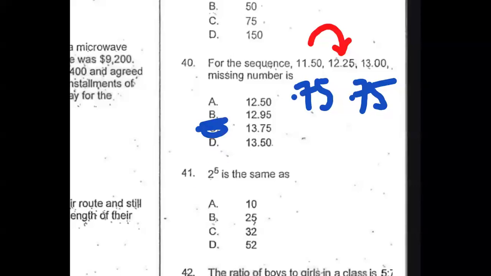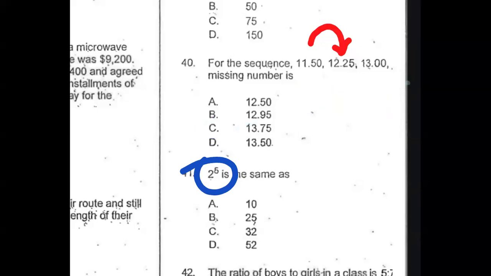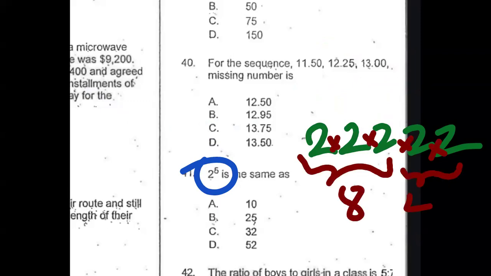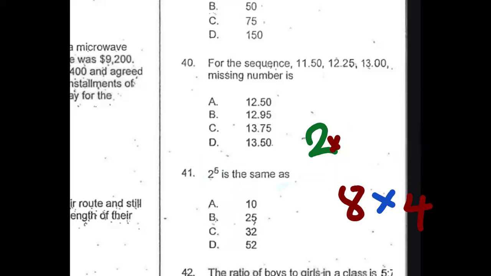All right, 2 raised to the 5. We're focusing on this right here. 2 raised to the 5. What is that? So you have 2 times 2 times 2 times 2 times 2. Well, this part here is 8, and this part here is 4. So 8 times 4 is 32. All right, let's see how quickly I can get through this.